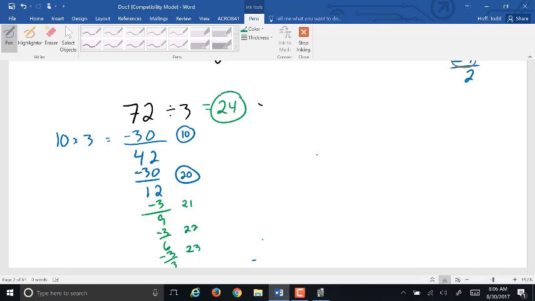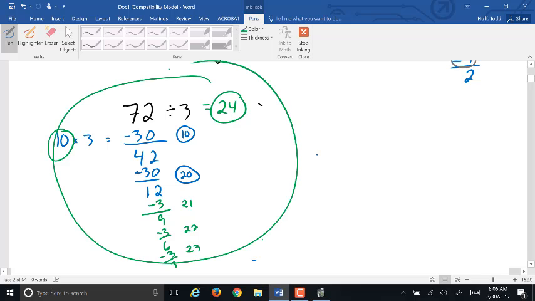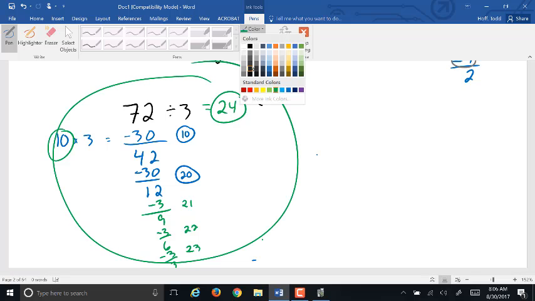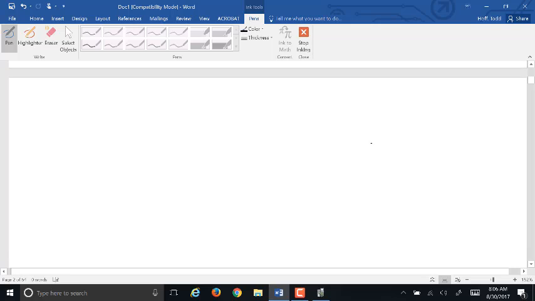But notice I didn't have to do it individually. I could do it in bundles. I could do it in groups of 10 or 100 or so on. Long division is nothing more than a process of organizing this so that we can divide and subtract in big bundles like that. Let me show you what I mean.